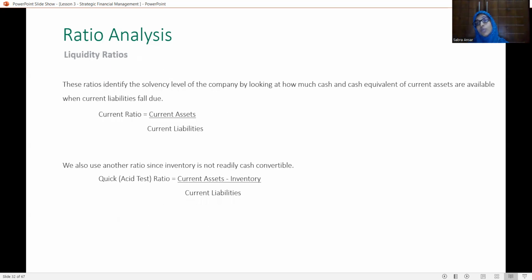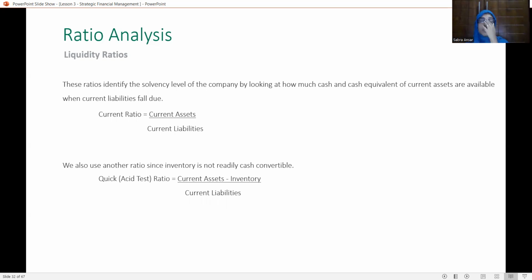So thereafter, we will now move towards liquidity. There's another name that we use here, the solvency ratio. These ratios identify the solvency level of the company, looking at how much cash and cash equivalent of current assets are available when the current liabilities fall due. So basically, what do we call liquidity? Liquidity is your ability to pay, how much money you have at that particular time, liquid assets that you can sell quickly and turn into cash or cash equivalent. So in this ratio, what is done is the current asset.